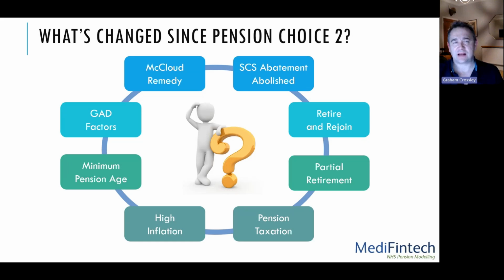GAD factors are Government Actuary Department factors. They're the numbers that they come up with to try and work out how much to reduce your pension if you retire early. Now, we've seen them change a couple of times since the Pension Choice 2 exercise, and they've actually been becoming more and more favourable. So there's a lot to take on board since Pension Choice 2.